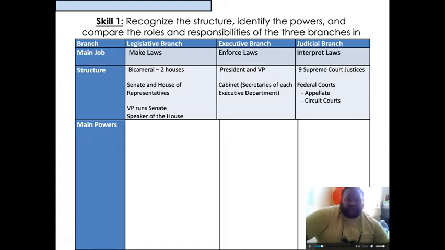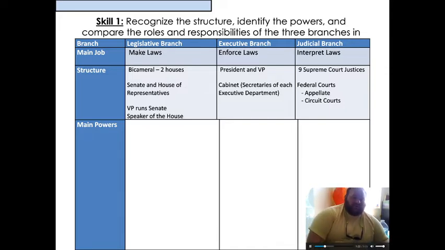The executive branch is the President, the Vice President, and the Cabinet, which is the secretaries of each executive department. So we think about the executive, the Secretary of State, or the Secretary of Defense, or the Secretary of Homeland Security. All of those positions are in the Cabinet. Next, we have the judicial branch. It's their job to interpret the laws. We think of our 9 Supreme Court justices, followed by our federal courts, which include appellate courts and circuit courts.